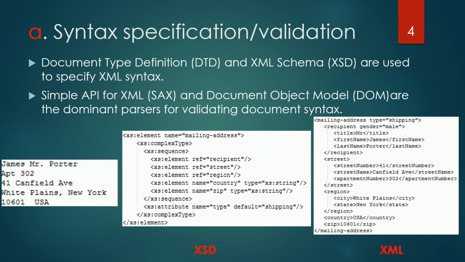In the middle of the picture, the XSD segment defines that the root element must be the mailing address, which includes recipient, street, region, country, and zip elements, and one attribute, type. We can validate the XML instance against this XSD document by a SAX or DOM parser. This process can be called syntax validation.